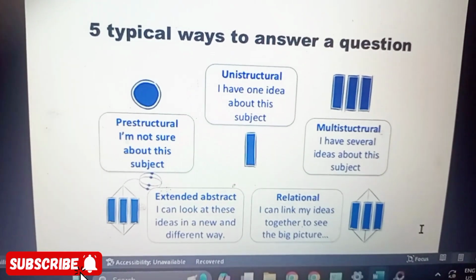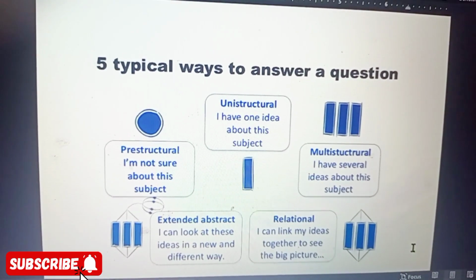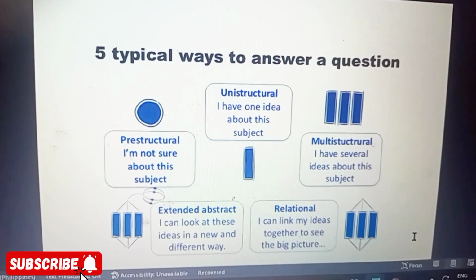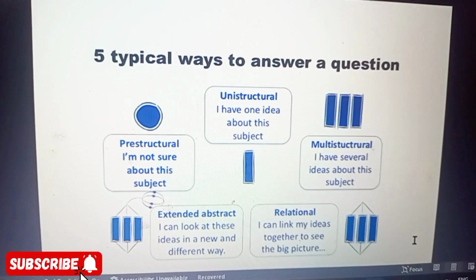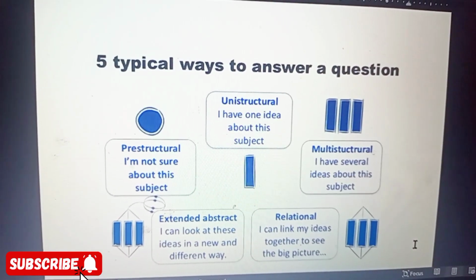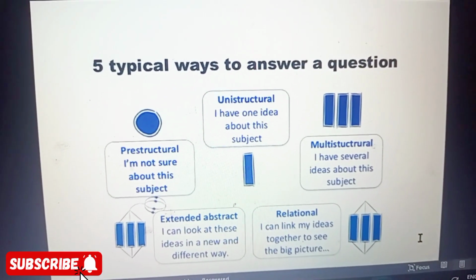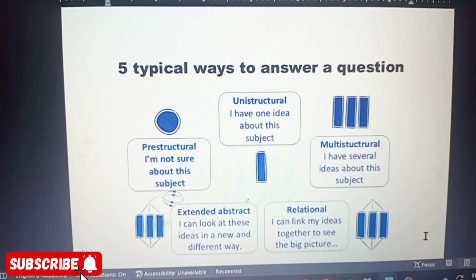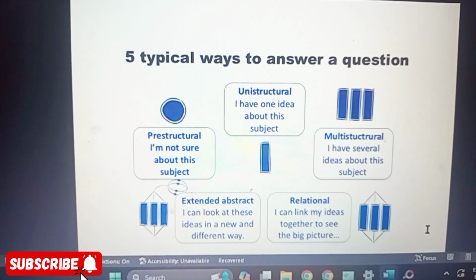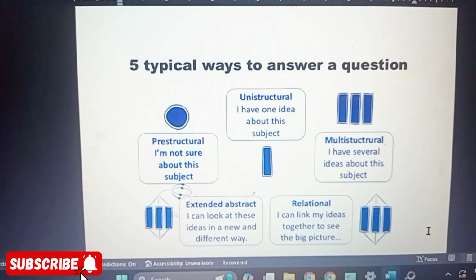Okay, so this is a typical example of answers per certain question. When we go to the pre-structural, the students are not sure about the subject, of what is being studied, of what is being asked. But when you go to unistructural, you can see you have that one bar. The students have one idea about the subject, so the students can give a simple answer to your question.